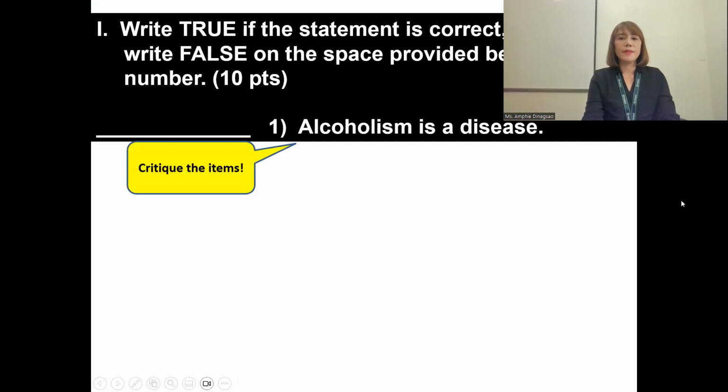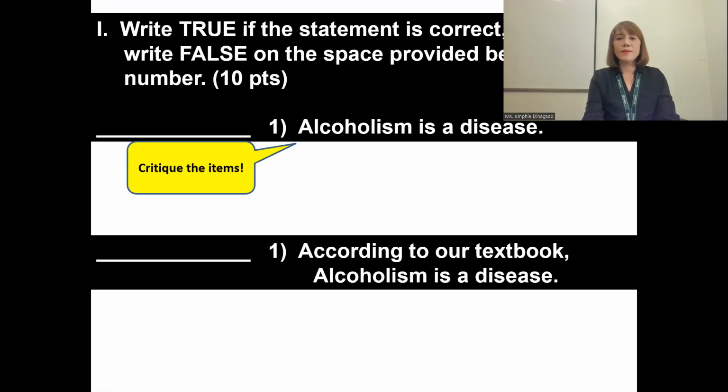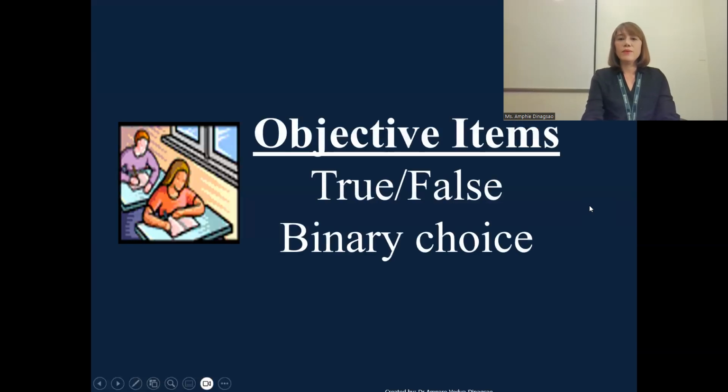Say, for example, this one: alcoholism is a disease, which can be debatable, but you can also say, according to our textbook or according to the author in our textbook, alcoholism is a disease. That would be clearer. Okay, so those would be the guidelines in creating this type of test, the true or false or your binary choice. I hope this will help us come up with quality items.